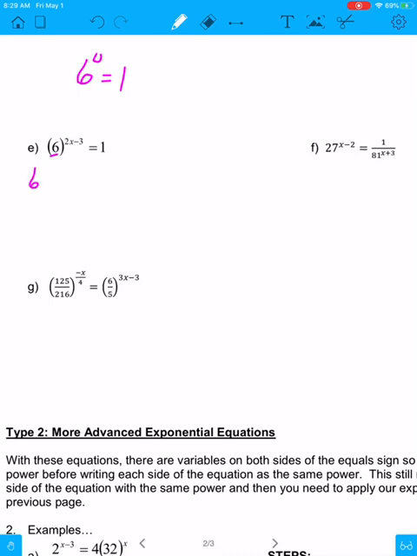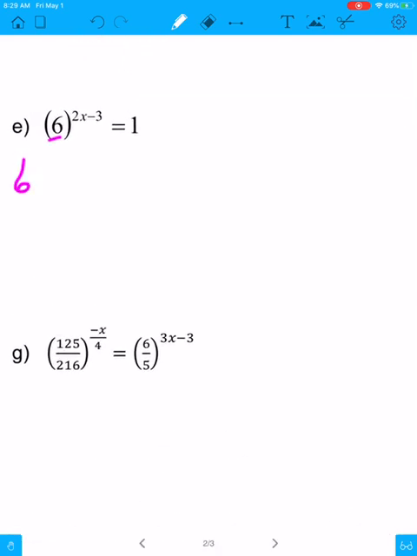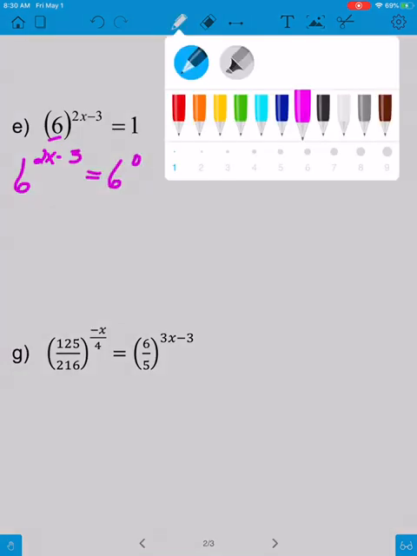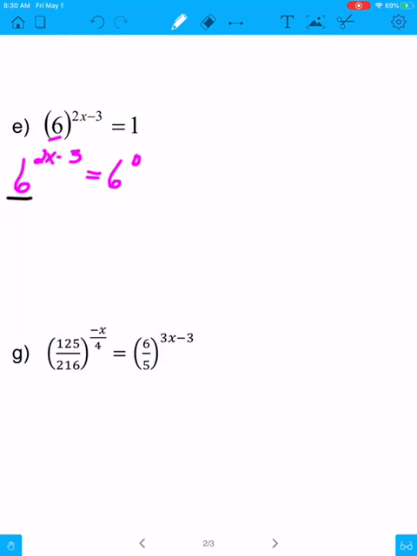So I'm going to go 6 to the power of 2x minus 3 equals, instead of 1, I'm going to go 6 to the 0. And now I have the same base, so I can go 2x minus 3 equals 0.